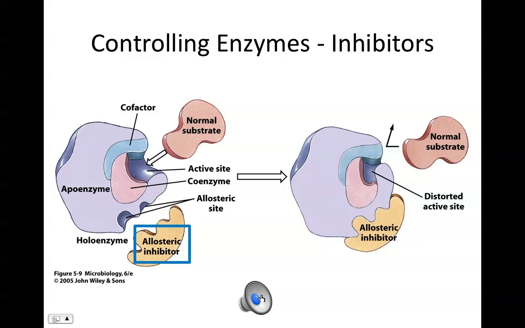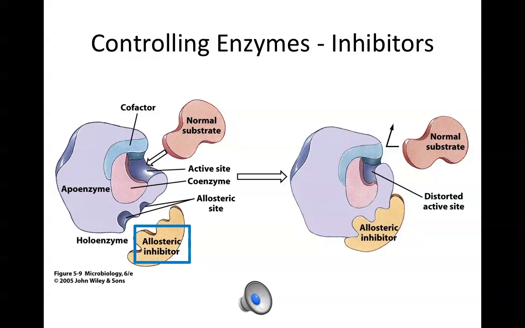Another example of an inhibitor that would bind to an alternative site. Competitive inhibitors often bind to active sites, as in the previous slide illustration. On this slide, notice that we have some alternate binding sites that are called allosteric sites. The allosteric sites are distant from the active site. They're not associated with the active site at all. There's some other location on the holoenzyme, often the apoenzyme structure.